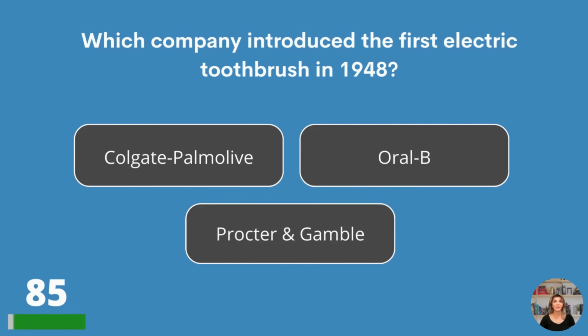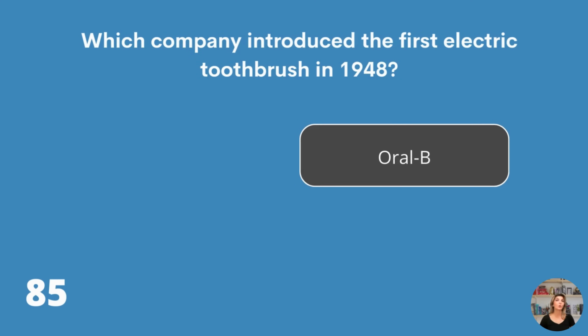Which company introduced the first electric toothbrush in 1948? Colgate-Palmolive, Oral-B, or Procter & Gamble? Oral-B.